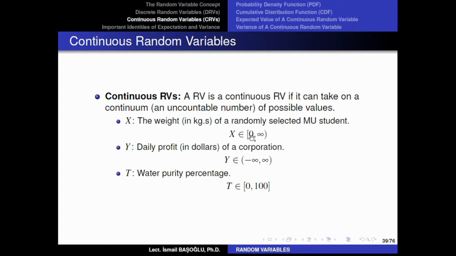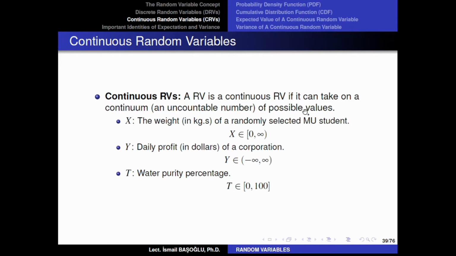So 0 is a theoretical lower bound. Nobody weighs, for example, less than 30 kilograms, of course, and nobody weighs more than 300 kilograms either. However, this is just a theoretical boundary. So anybody's weight is supposed to be distributed between 0 and infinity, and it can take a continuum of possible values.